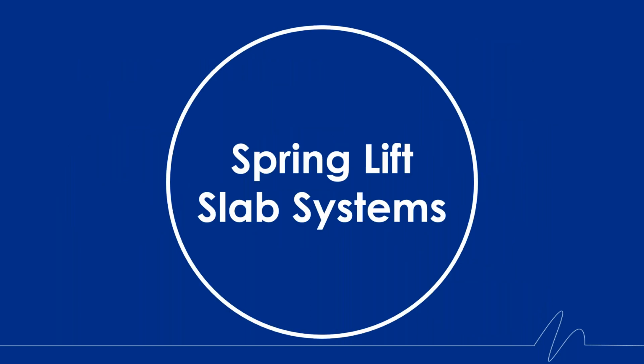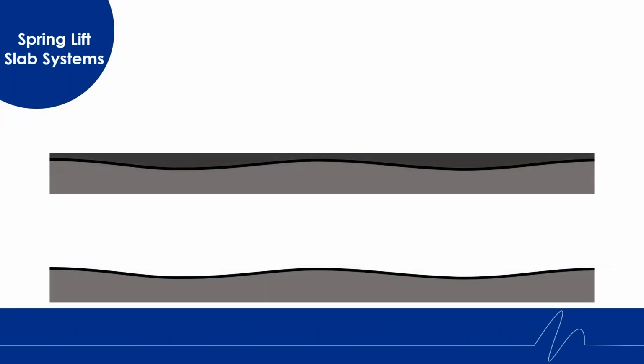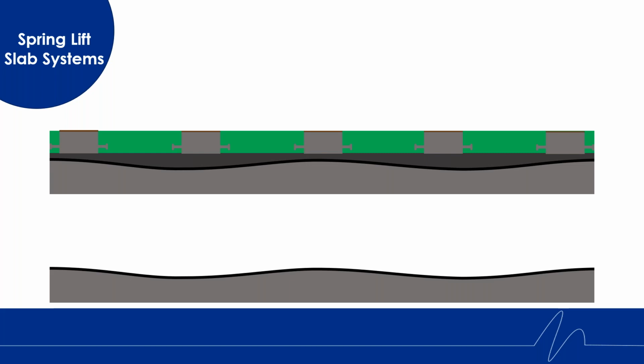Next, for the spring lift slab systems. Continuing with the two examples. The first example, where the structural floor was corrected, the isolators are placed, the concrete is poured, represented by the green. Here we can see an even distribution of the concrete and access to the lids of each isolator.